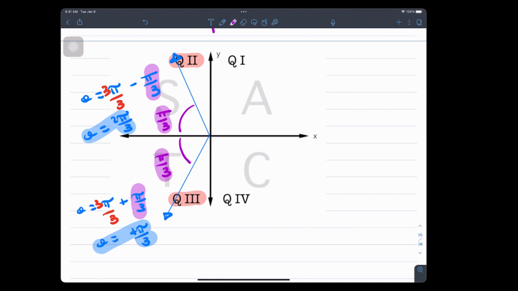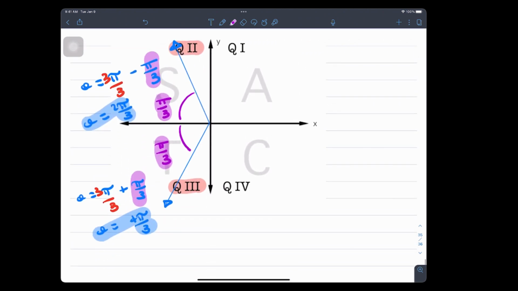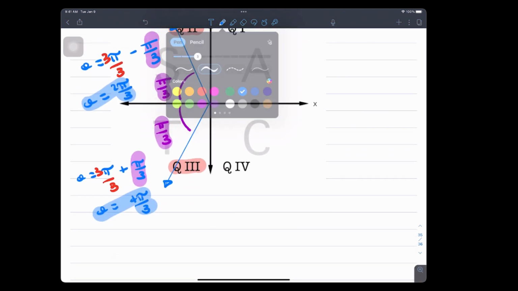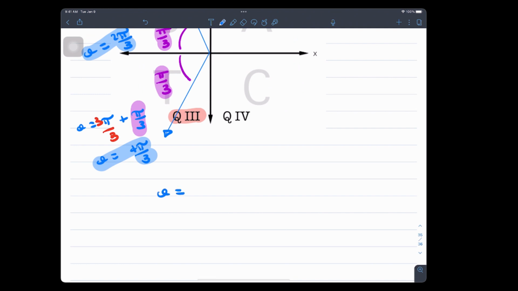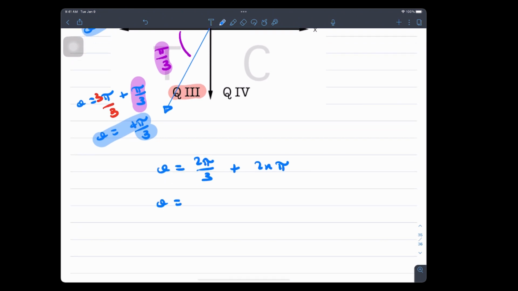Quadrant 2, quadrant 3. Now, notice your solutions are not in opposite quadrants, are they? So you say, what happens if they're not in opposite quadrants? Well, if they're not in opposite quadrants, we have to add multiples. In other words, excuse me, 2 pi over 3. Since they're not in opposite quadrants, we can't add multiples of n pi. You have to add multiples of what? 2 n pi. N is an integer. Right? You only add that n pi if it has solutions in opposite quadrants. So here we go.